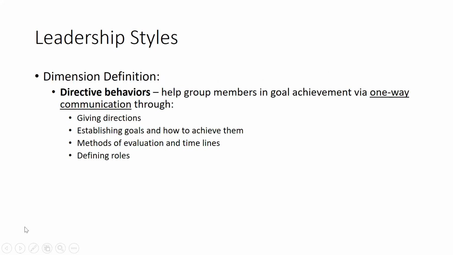Okay, directive behavior, just so we get a little understanding. Remember I said, at CAT, almost everything I did was directive. Help group members achieve goals in one-way communication. That's right. It's going top to bottom. We've got to get this done. Here's how we're going to do this. Here's what you need to do.